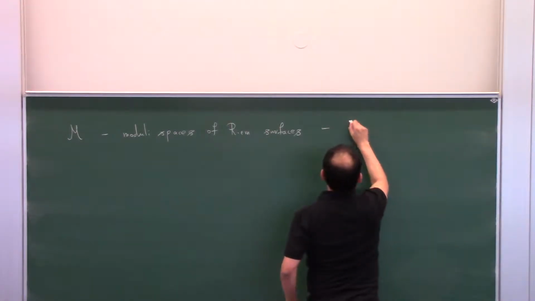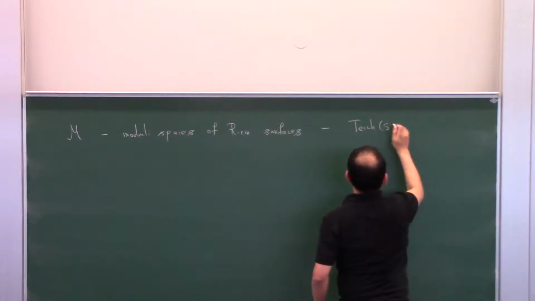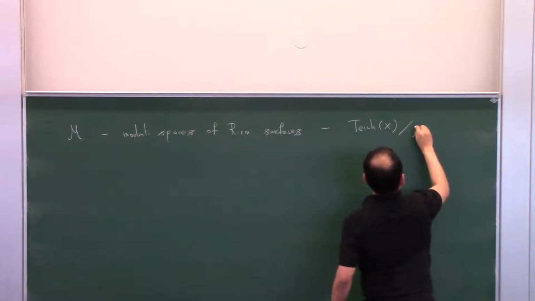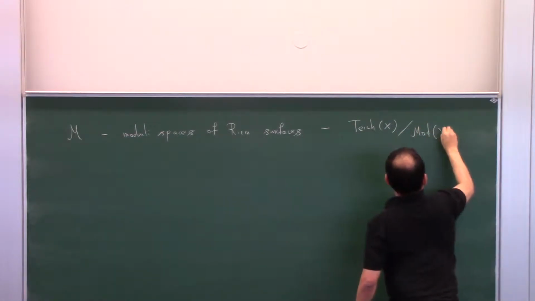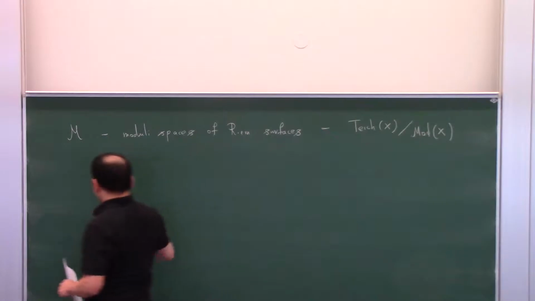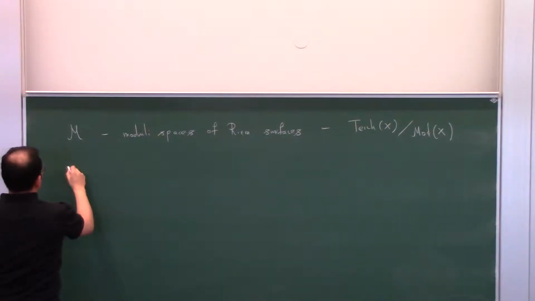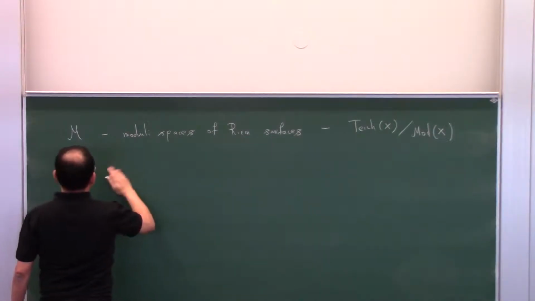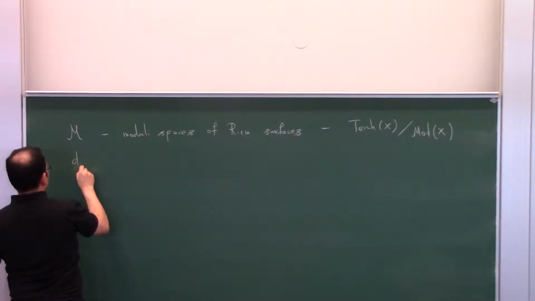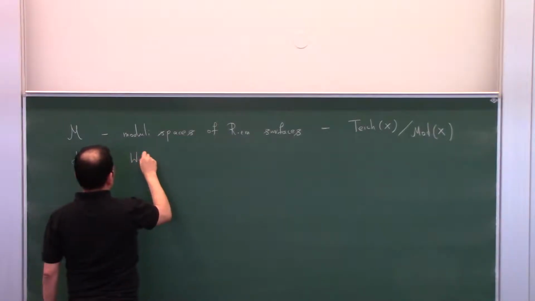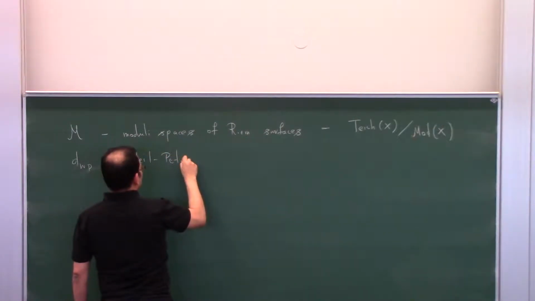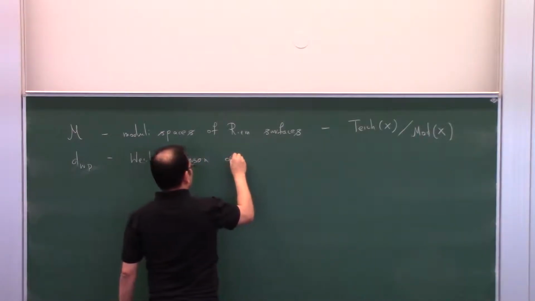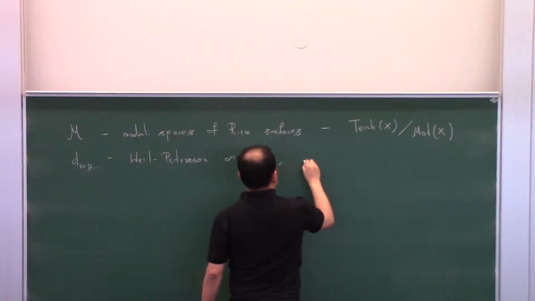This gadget is the Teichmüller space of a surface, let me call it X, modded out by the mapping class group. And this moduli space has its own Weil-Petersson metric. So there is a d_WP, which is a Weil-Petersson metric on M, and it has its own Liouville measure.